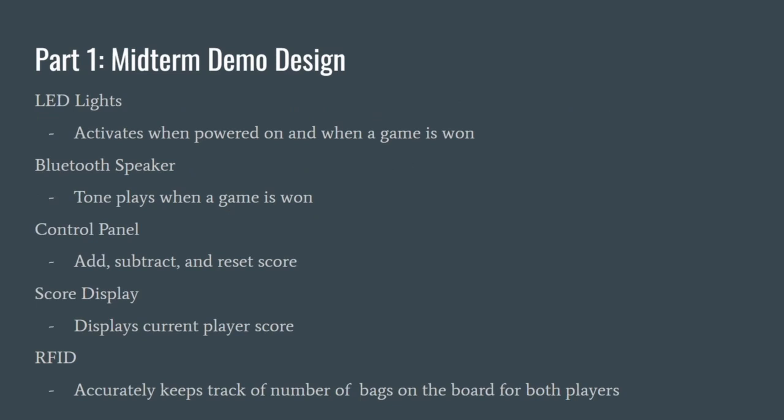For the purpose of our midterm demo, the following segments will operate as such. The LED lights will operate within 2 states, being when the system is powered on and when a game is won. The Bluetooth speakers will play a tone when the game is won. The control panel will be able to add, subtract, and reset score. The score display will display the current player score. And the RFID will accurately keep track of the number of bags on board for both players.